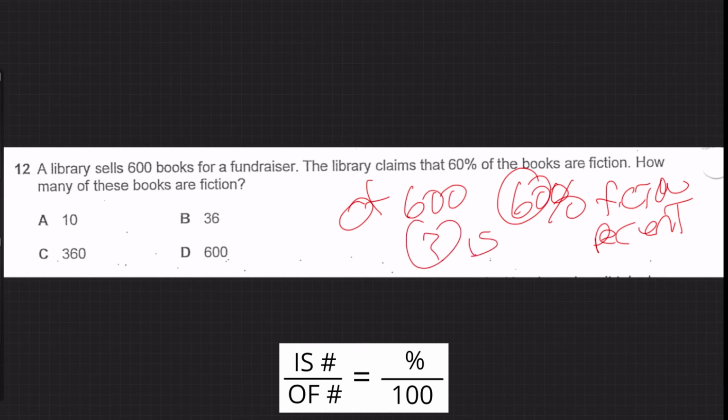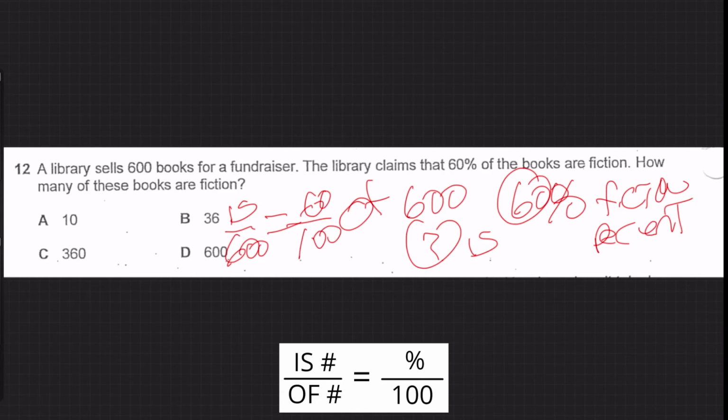Well, if we take our numbers here and use our formula, we've got the proportion right here. The is number goes on top, we don't know it. The of number goes on the bottom, that's 600. The percent goes over here, that's 60, and that always goes over 100.